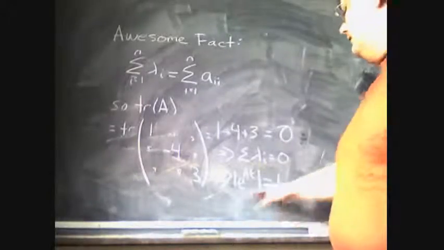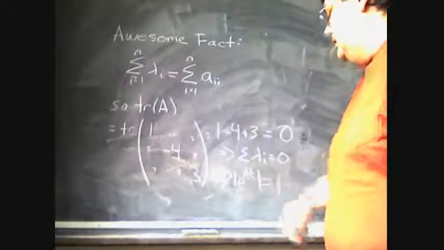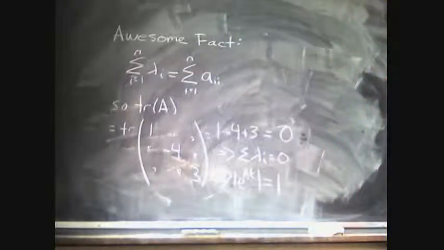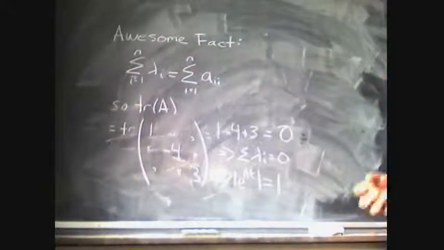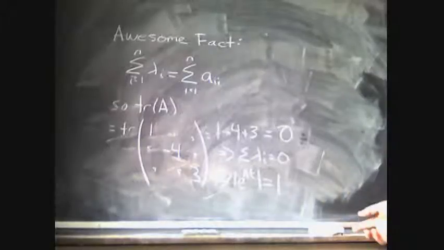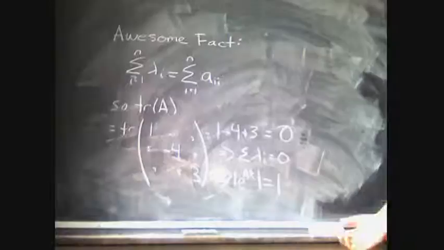Getting back to our original question, the determinant of e to the At is e to the t times the sum of the lambdas, which is 0. So it's e to the 0, which is 1. So actually, it doesn't matter what time it is as it evolves over t. The determinant is always 1.